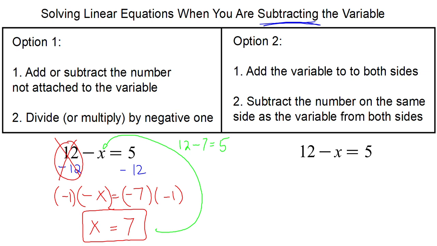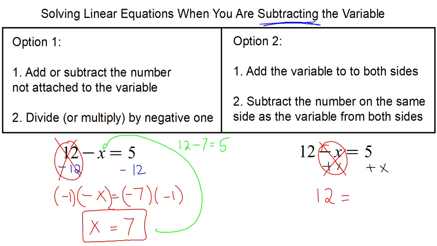Our other option, we're going to call this option 2, is to just add that variable to both sides. So I can add x to both sides. Now this might be a little confusing if you're not real comfortable with combining like terms yet, but I've got a video for that you can watch if you need to. But a minus x and a plus x should cancel each other out. Those are going to go away. So all that's left on the left-hand side is just 12.